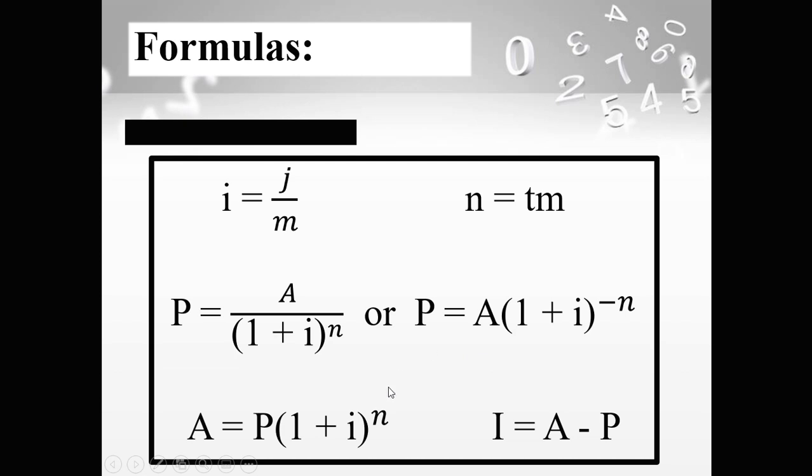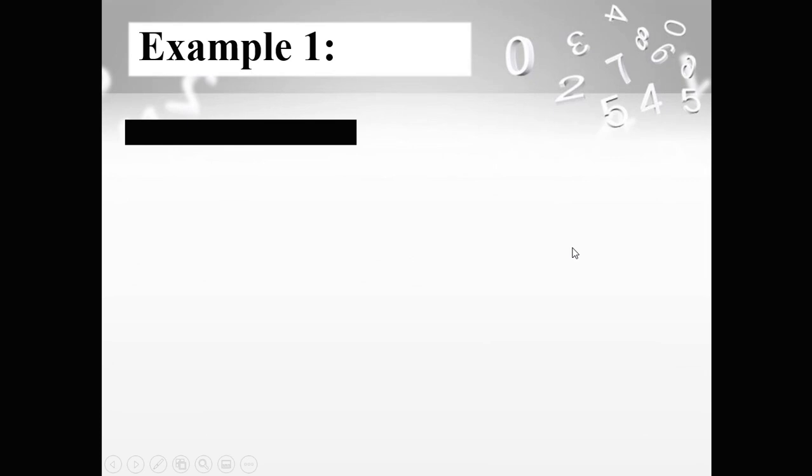Okay? Next, for you to be able to solve for the future value, you have the formula principal amount multiplied by 1 plus I raised to N. And of course, the formula in solving for the interest is the future value minus the principal amount. Okay? So let's have our example. So we have here 6 examples.